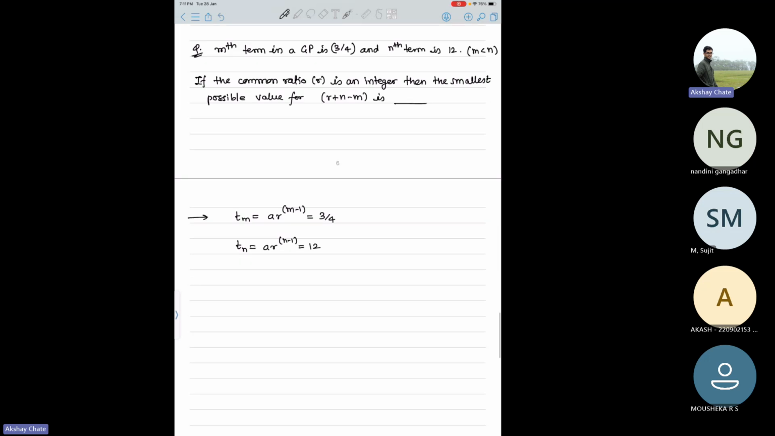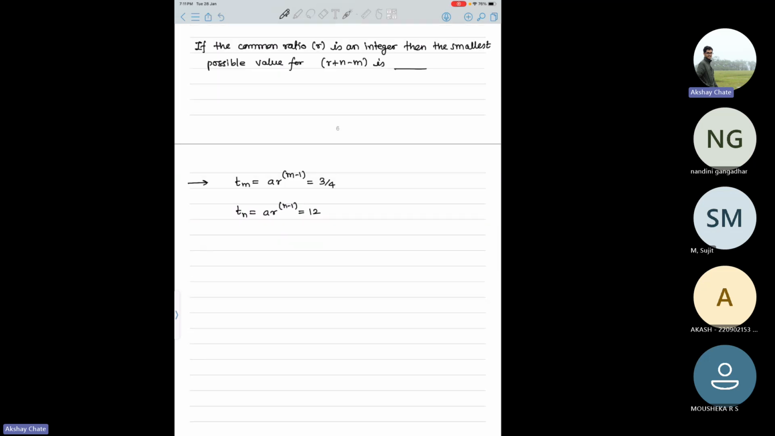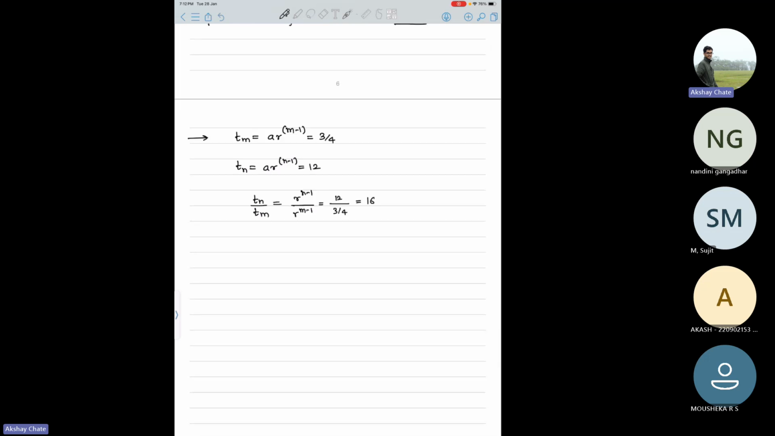Okay, so now what can you do here? Let's say if you divide these two expressions, so Tn by Tm, what you get is a gets cancelled, so this is r power n minus 1 by r power m minus 1 equal to 12 by 3 by 4. So 12 by 3 by 4 is nothing but 16. Okay, and this ratio, if you use the power rule, it is r power n minus m equal to 16, right?